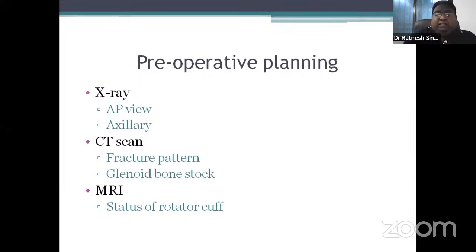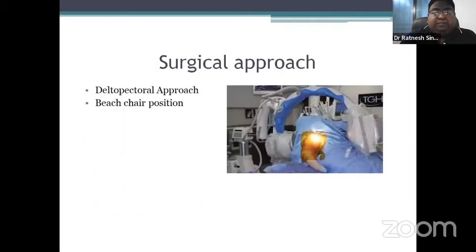Whenever there is a doubt about the condition of the rotator cuff, like if you see proximal migration of the head, or there is an impingement sign on clinical examination, you should go for the MRI. Over the MRI, you can check the status of the rotator cuff. So it will help in planning whether to go for the hemi or the other kind of arthroplasty.